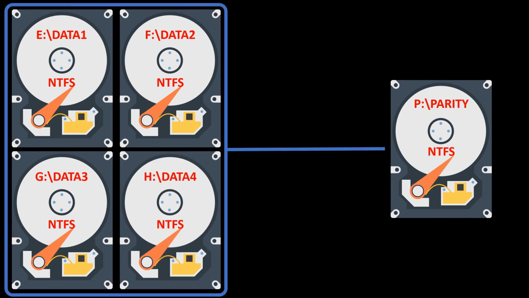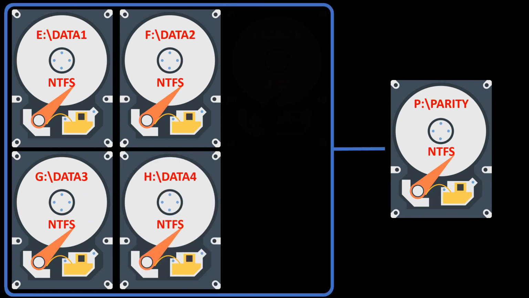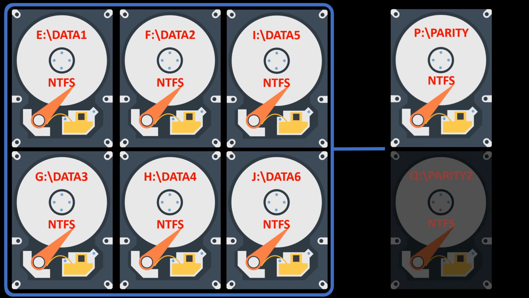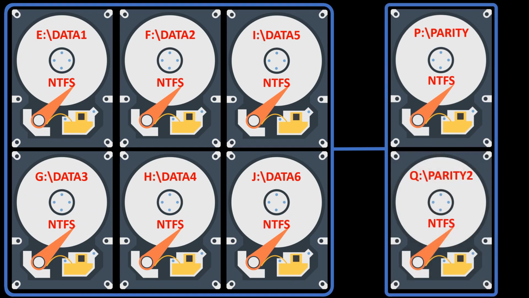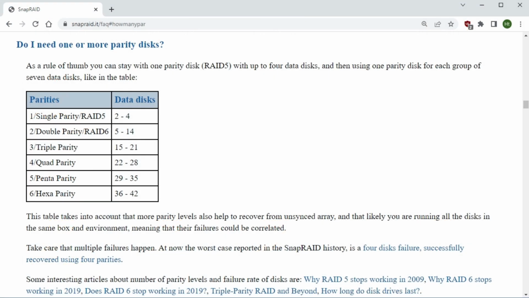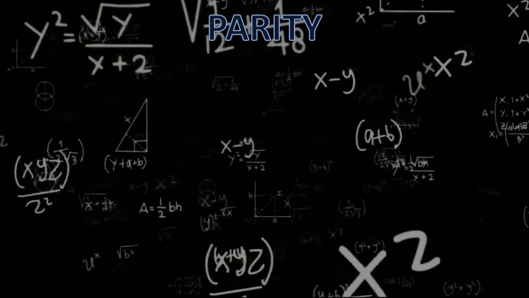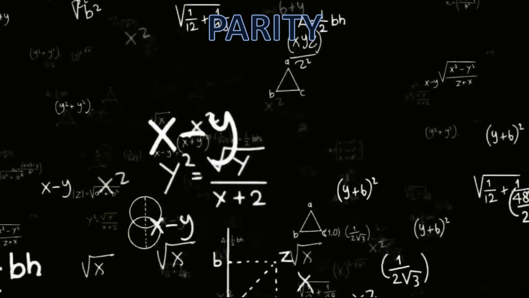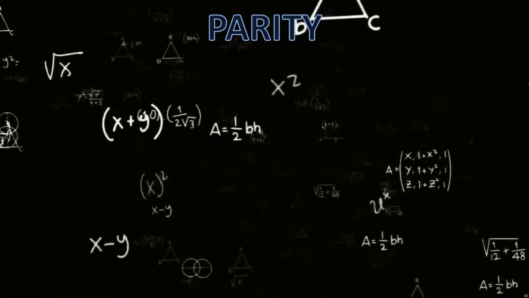The more drives and data you have, however, it's advisable to utilize additional parity disks. SnapRAID claims to support up to 42 data disks along with 6 parity drives. The SnapRAID FAQ provides recommendations on how many parity drives to use based on the number of data drives you have. So how does parity work then, and how does it protect your data? Well, parity is calculated using some complex math that I can't quite wrap my head around personally, but we'll look at how it works conceptually.